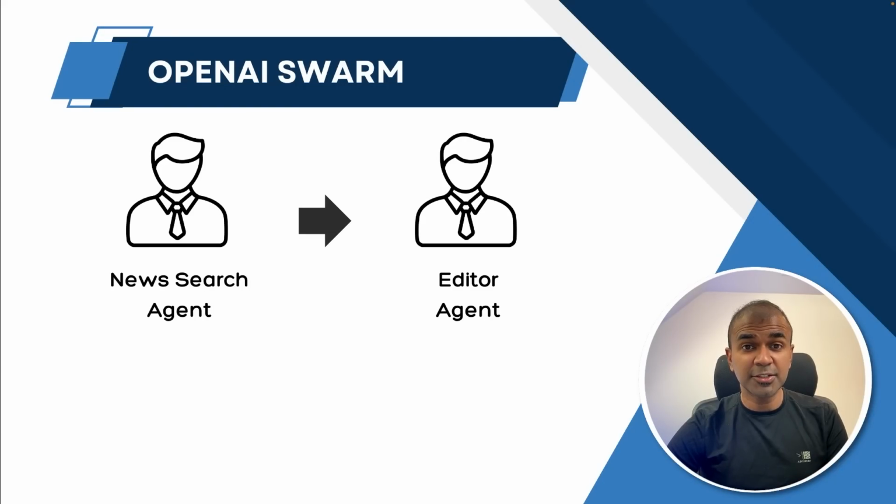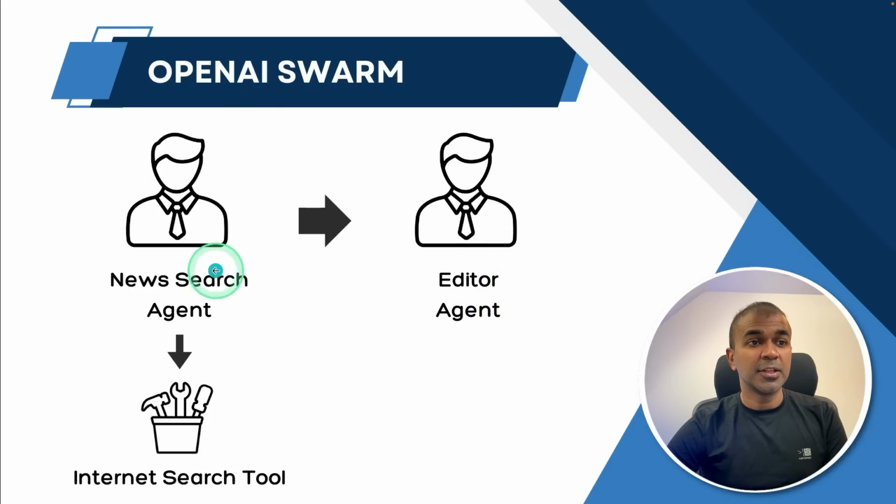Hi everyone, I'm really excited to show you how you can create AI agents using OpenAI Swarm. We are going to create a news search agent and then an editor agent. The news search agent will have an internet search tool, that is DuckDuckGo search. And we have an editor agent who is going to use that data and summarize it for us.